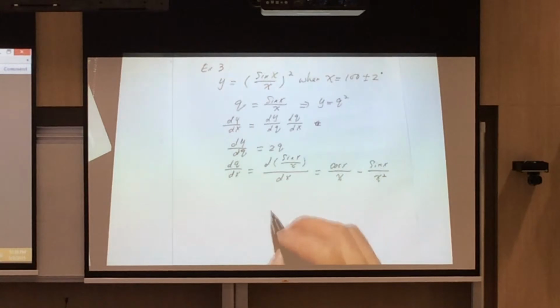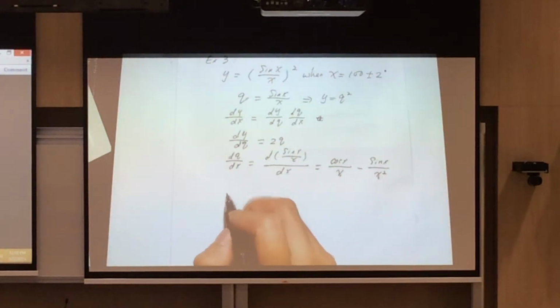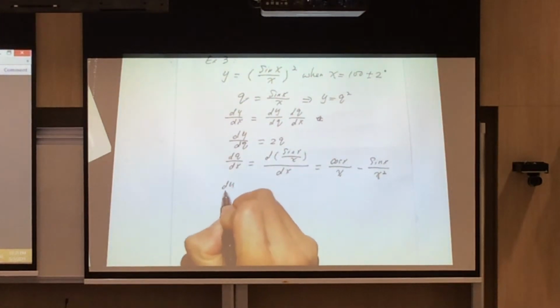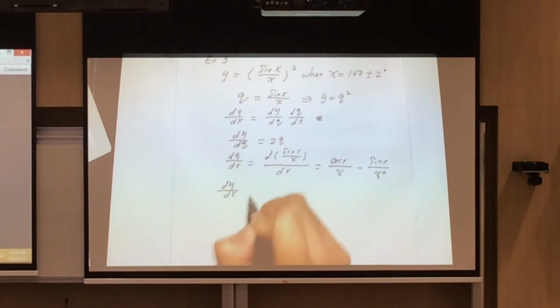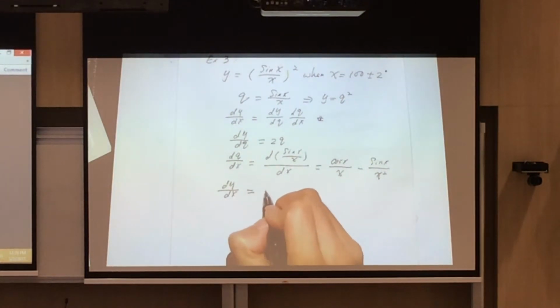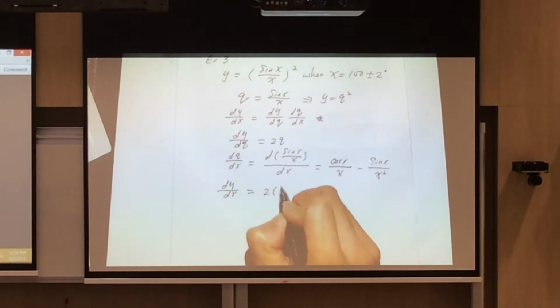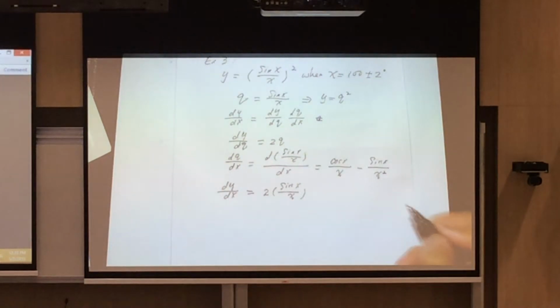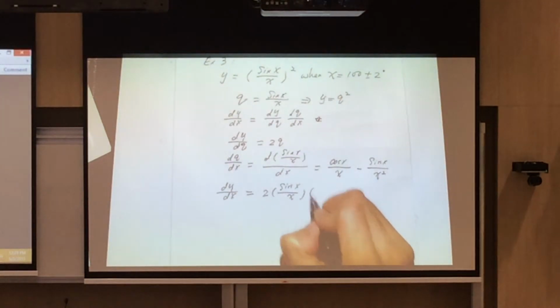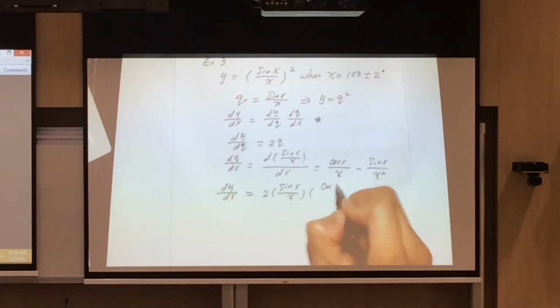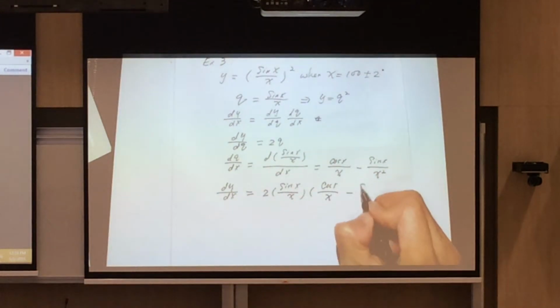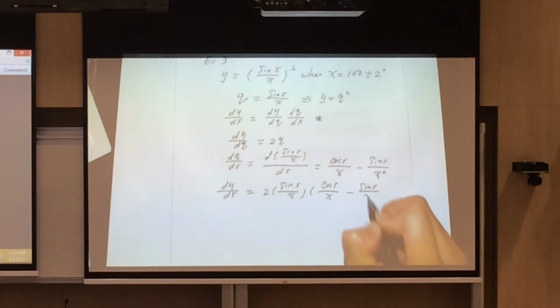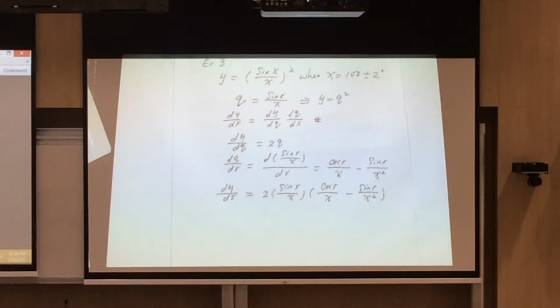Okay, so now if you combine these two equations, dy over dx equals dy over dq, which is 2q, and 2q is sine x over x, times dq over dx, which is here, cosine x over x minus sine x over x squared, right?